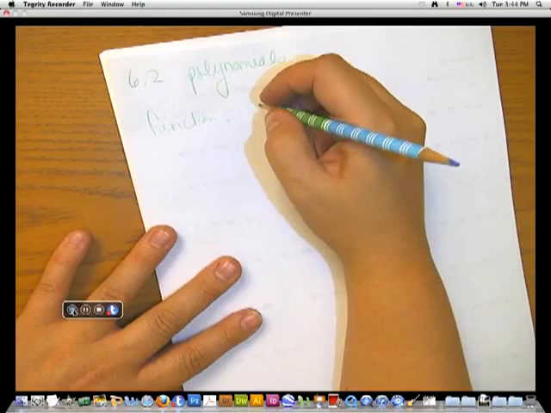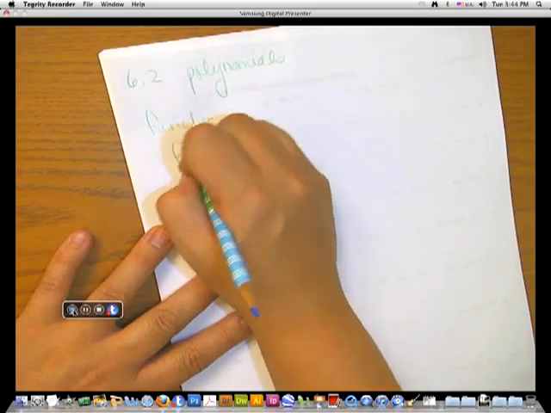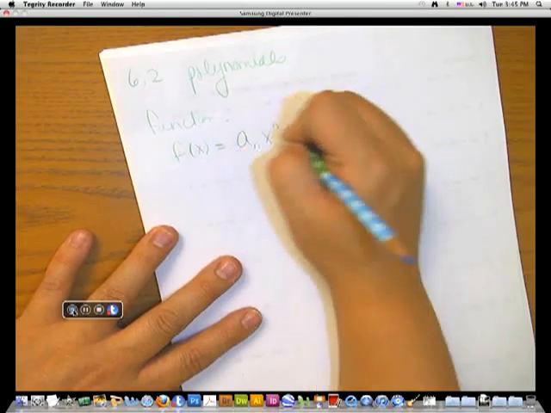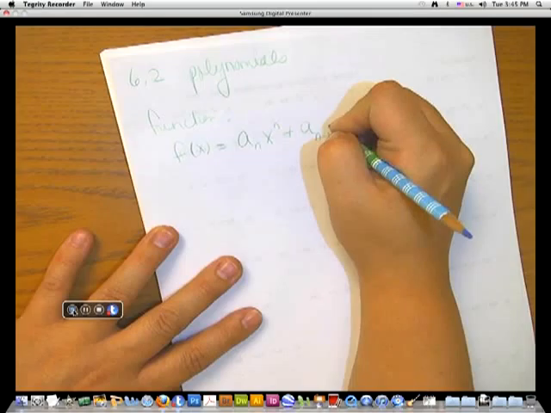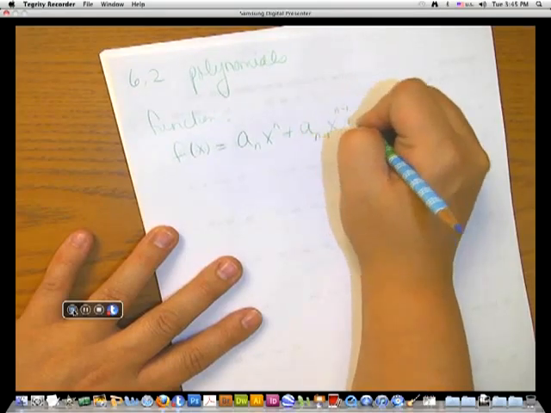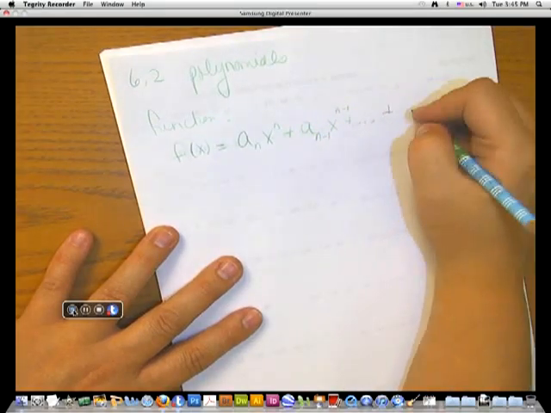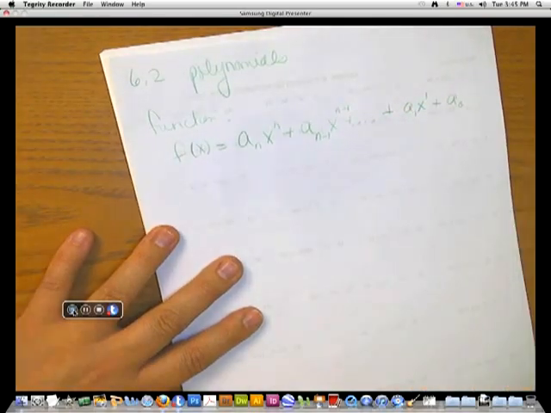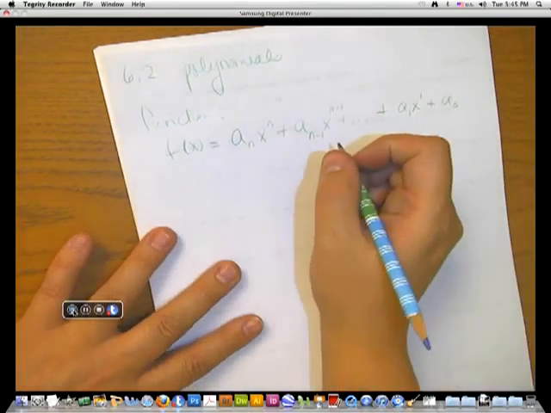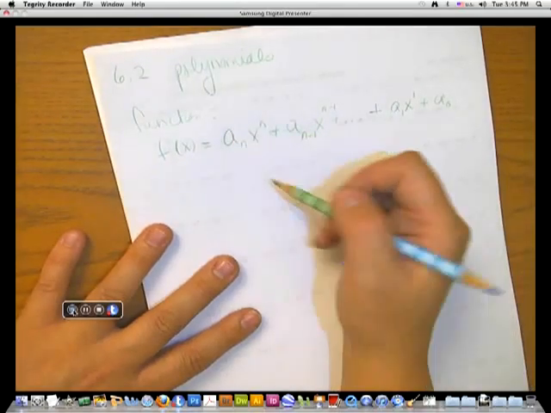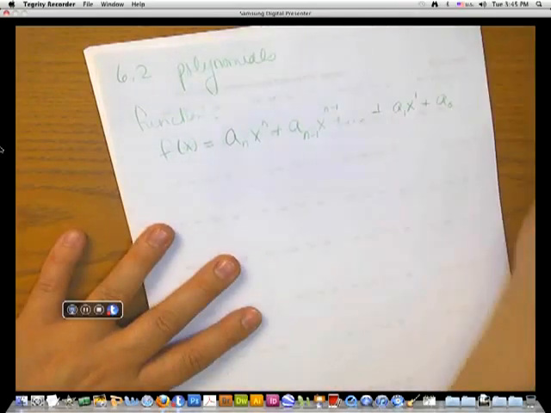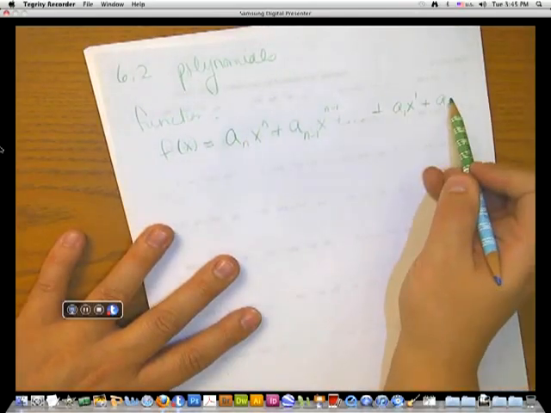What that means in very generic terms: f of x is a sub n x to the n, the next term, the following terms, all the way down to the single x and the constant. So even though there's this generic form where a is just some coefficient and n is some exponent, the exponents are in order from largest to smallest.